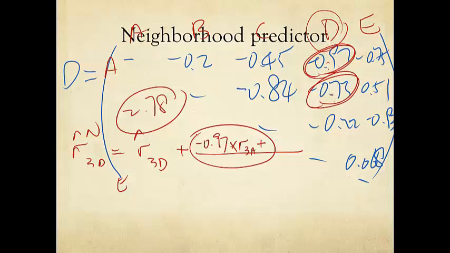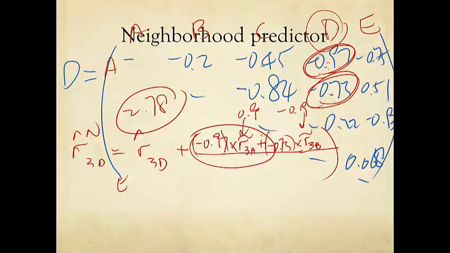Okay, plus minus 0.73 times the rating of user 3 on movie B. And this happens to be 0.9 in the shifted domain, and this happens to be minus 0.19 in the shifted domain.